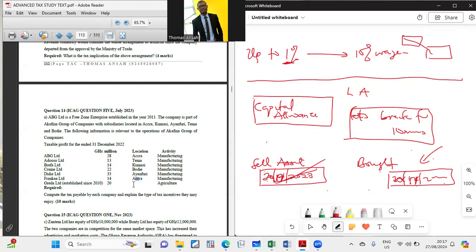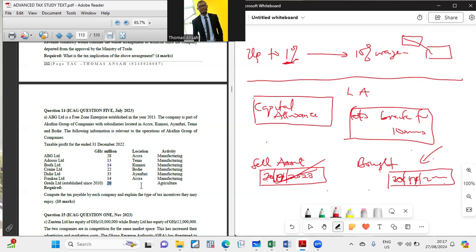And they didn't give you the location. If they didn't give the location, we assume that it is 12.5. Why not 25%? Because farming usually takes place outside Accra.